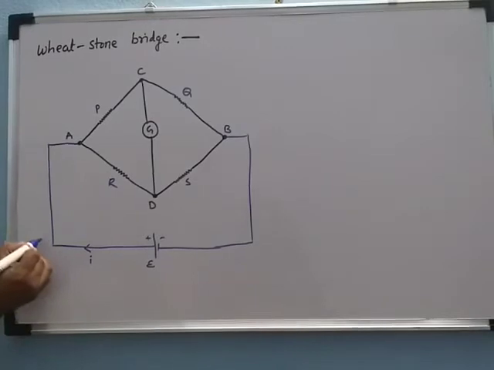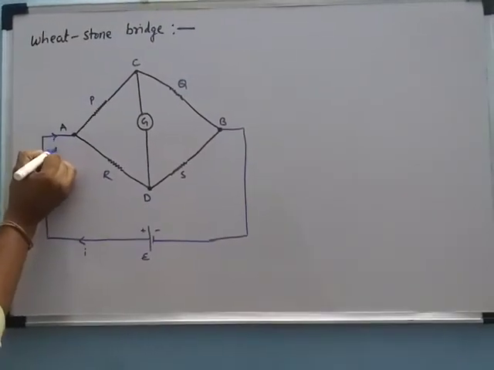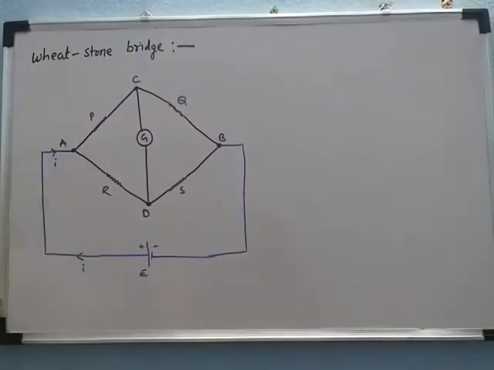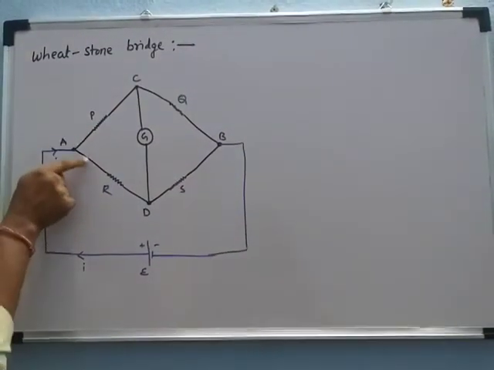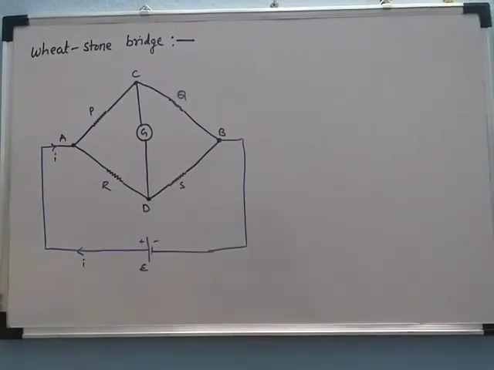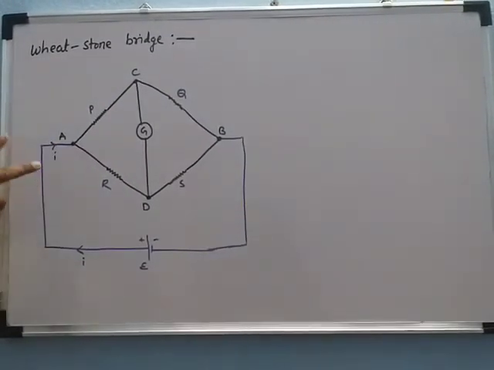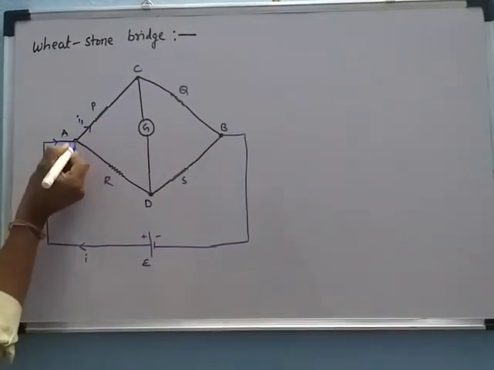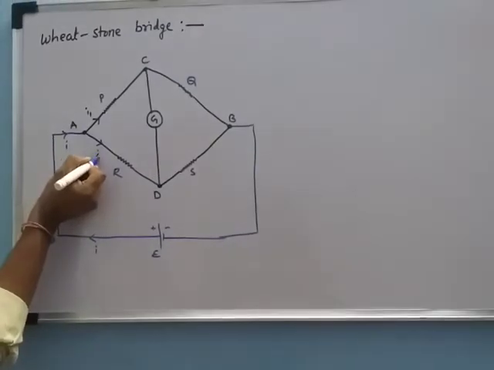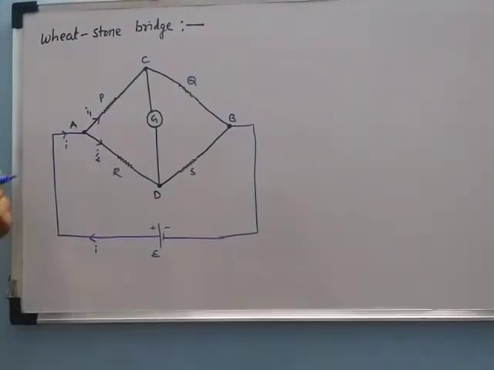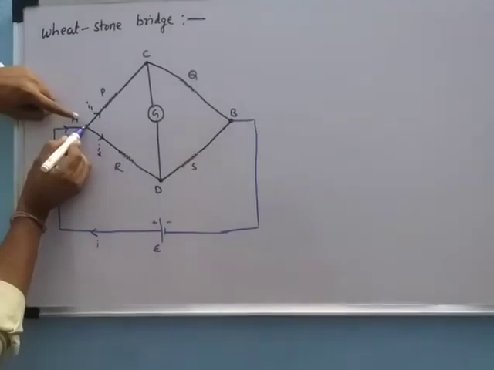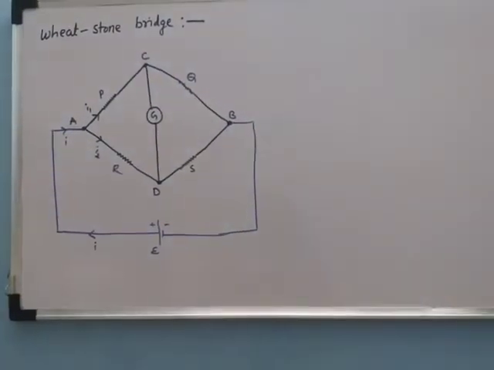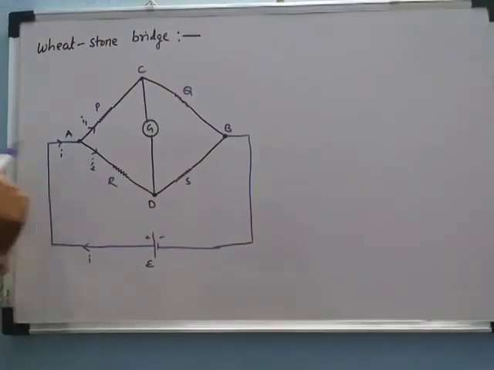Now when this current I reaches point A, that is nothing but the A junction, we can observe that it has two ways. How many ways? Two ways. The current divides into these two ways. This direction of the current we consider as I1, and this direction we consider as I2. When the current I reaches junction A, it has two ways, so the current I is divided into I1 and I2.